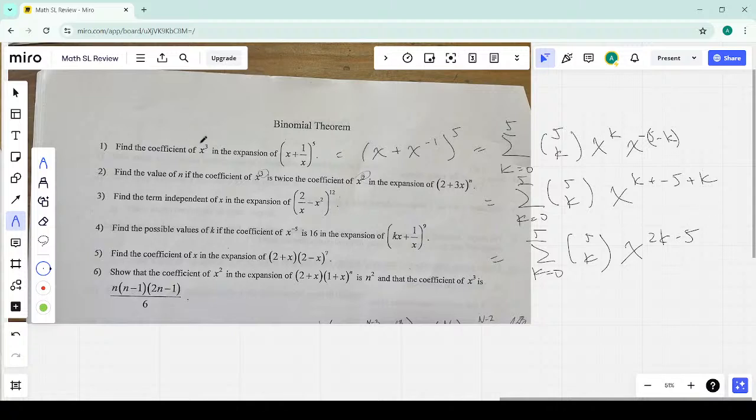Now I want the coefficient of x cubed, so I'm going to set the exponent here to 3. So 2k minus 5 equals 3, and that would give k equals 4. The coefficient would be plugging k equals 4 into our combination, which gives 5 choose 4, which is 5. So you can pretty much do all these questions using a similar method.